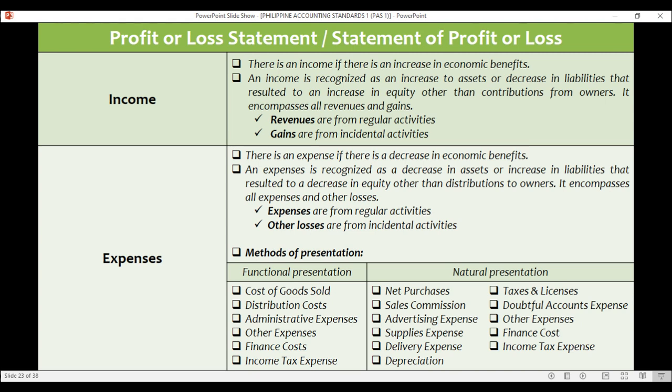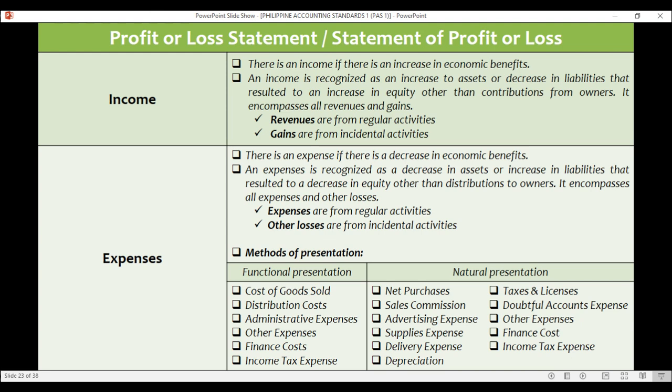Other expenses that lead to the administrative functions, we have the administrative expenses, then other expenses or miscellaneous expenses. Those coming with dividends and interest, we have the finance cost, and related to government expenses, we have the income tax expense. And those related to general manufacturing or general operations, we have the cost of goods sold.